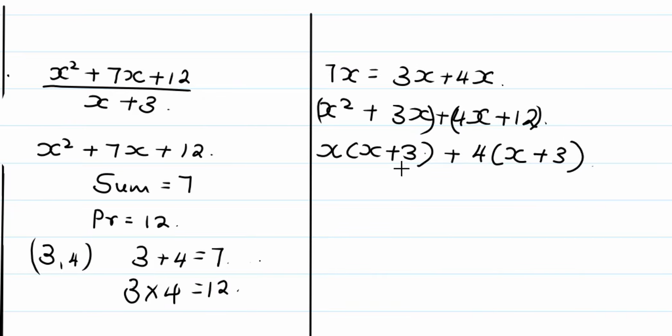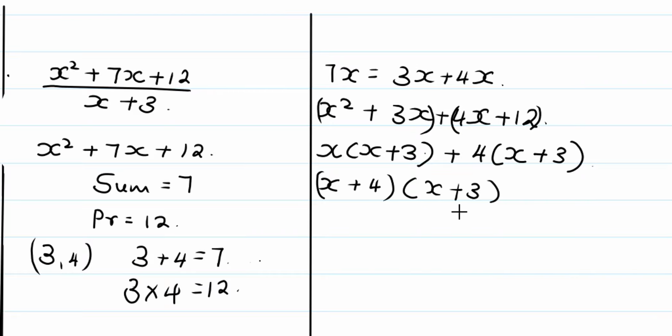But you see, this x plus 3 is common. So I just need to pick one, then I pick this x plus 4. So it will be x plus 4, then again x plus 3. I just picked one of these. So from there, that's now the factorized quadratic. We have factorized this quadratic expression in the numerator.